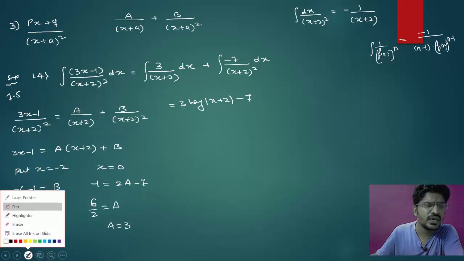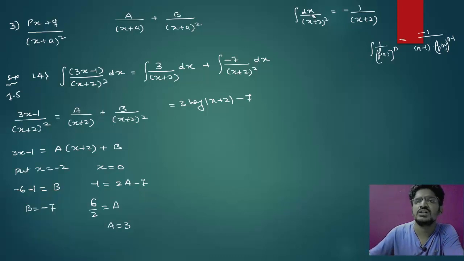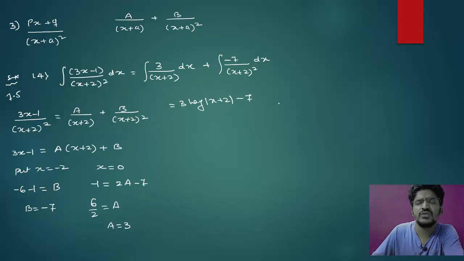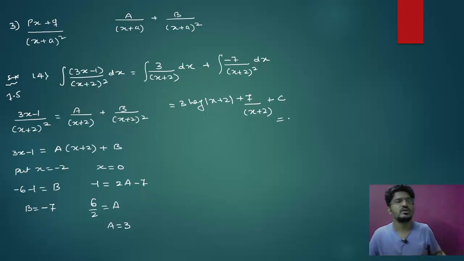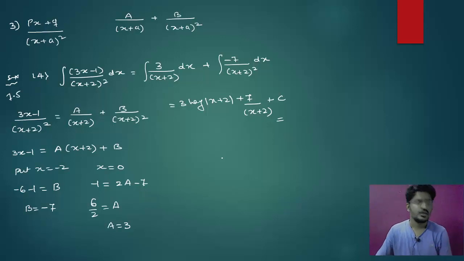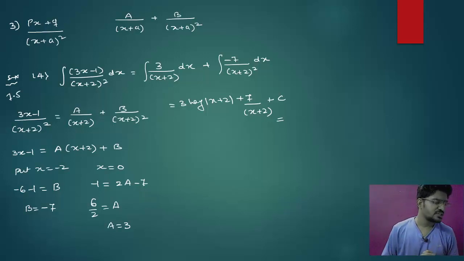I think you know this formula. From that we can apply the formula and we get −1 divided by (x + 2). Minus into minus will be plus, so 7 by (x + 2) plus C. So this is your answer for this particular question. Okay, very simple. Now we can go for another form of partial fraction, that is again linear repeated roots with quadratic form.